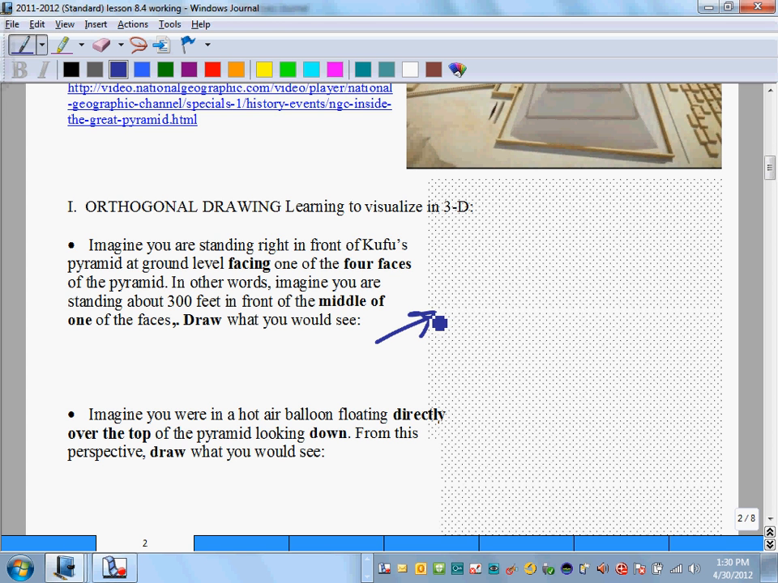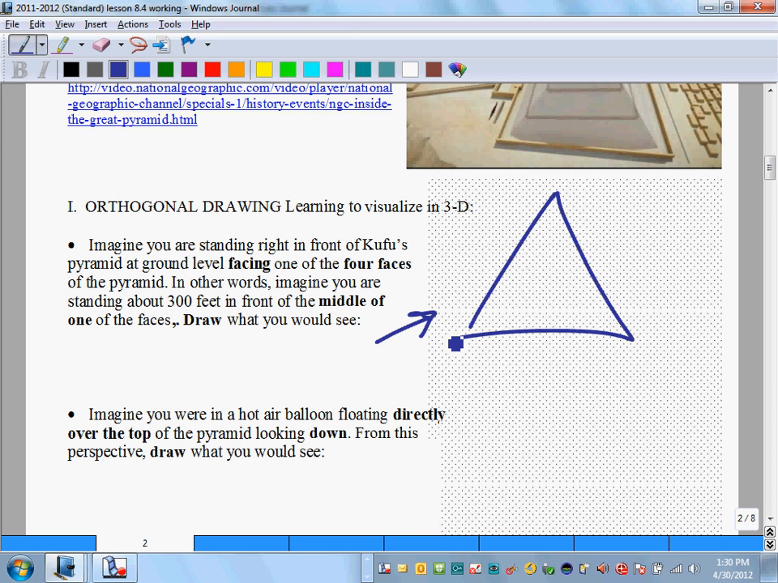If you're standing facing a face, not a corner, a face, directly about 300 feet away, bottom level, what would you see? I'd just like you to draw it. I'll give you my version in just a second. It should only take you about 20 seconds, guys. Focus. Stay on task.